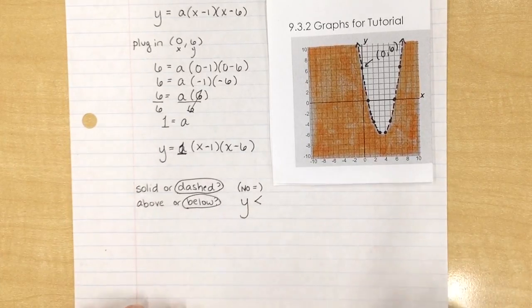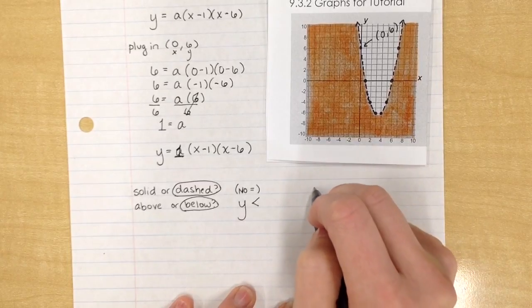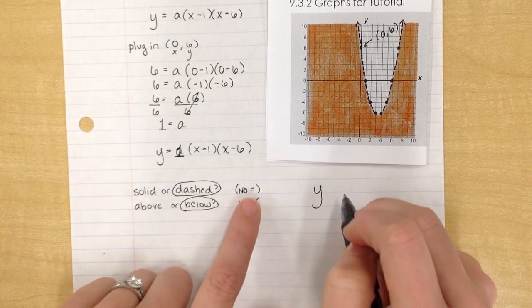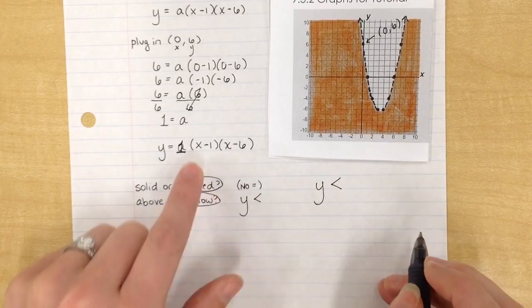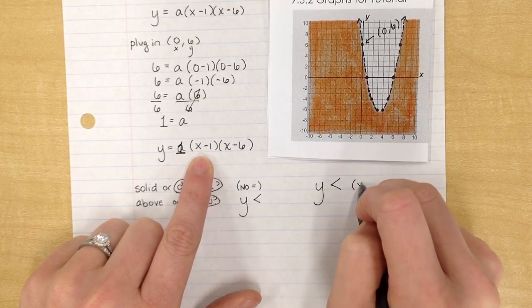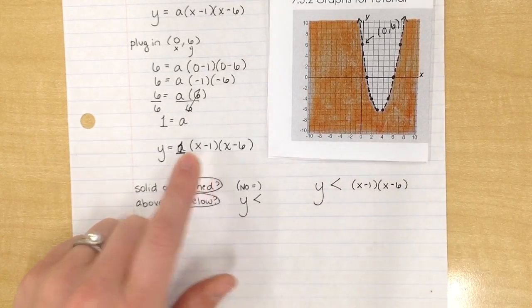So when I go to put my equation into final form, I'm going to write this as y, no equal sign, with a less than sign. So y is less than (x minus 1)(x minus 6).